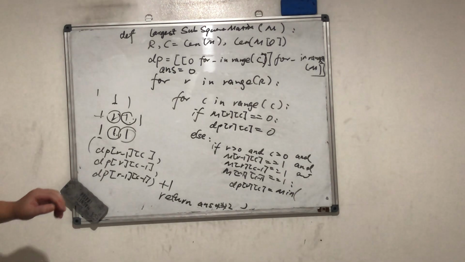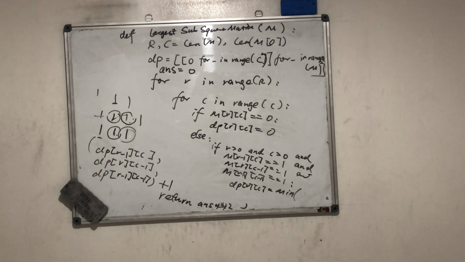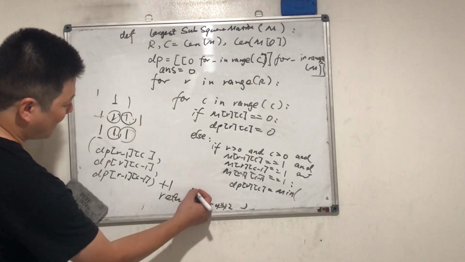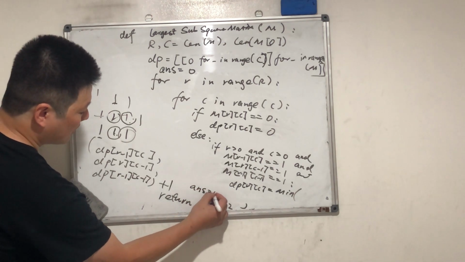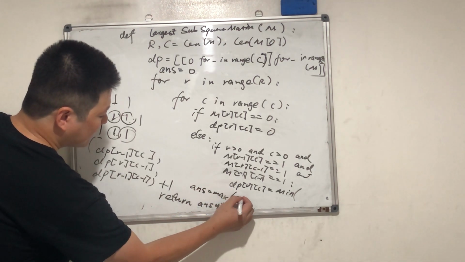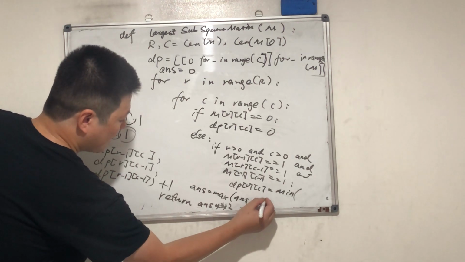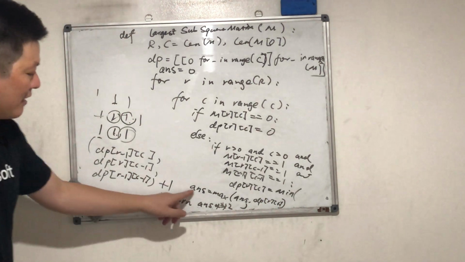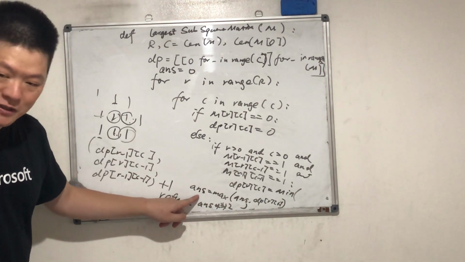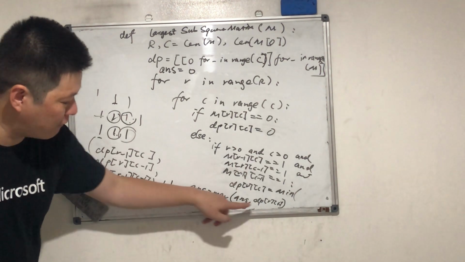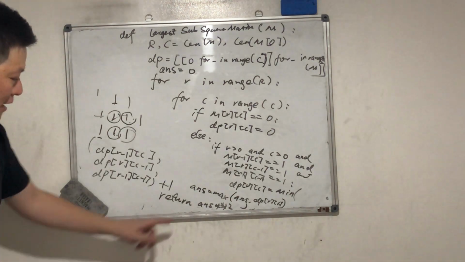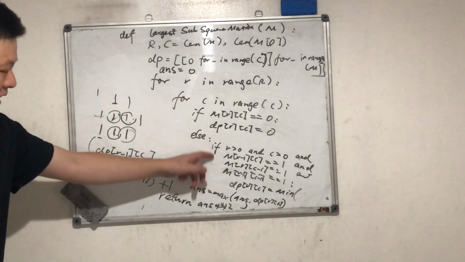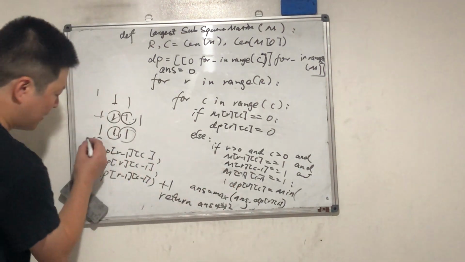Plus 1. And once I add 1, at this point here, I can do this: answer equals the maximum of answer and DP[R][C], right? So I can then get the largest side of the answer, right? And then return this. Yeah, got it? So this is the DP function.